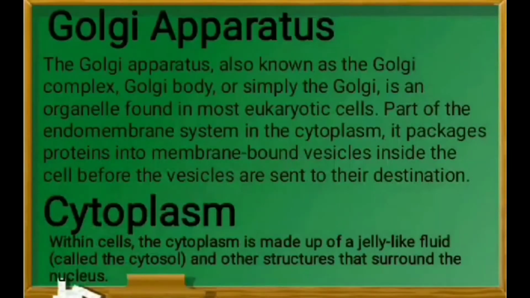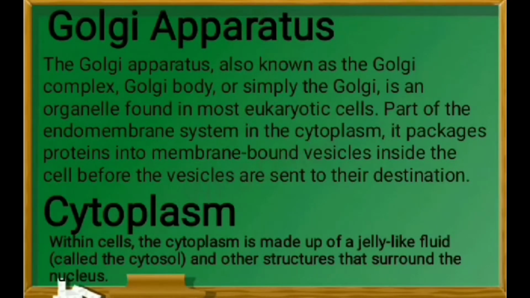So firstly, we have the Golgi apparatus. The Golgi apparatus, also known as the Golgi complex, Golgi body, or simply the Golgi, is an organelle found in most eukaryotic cells, part of the endomembrane system in the cytoplasm. It packages proteins into membrane-bound vesicles inside the cell before the vesicles are sent to their destination.